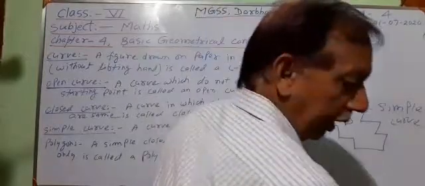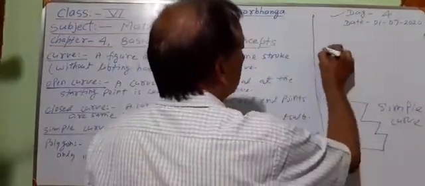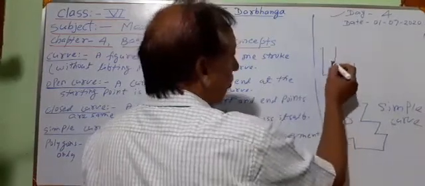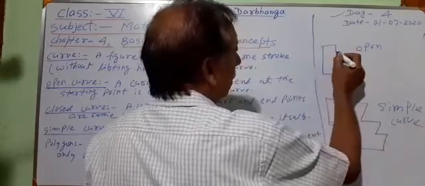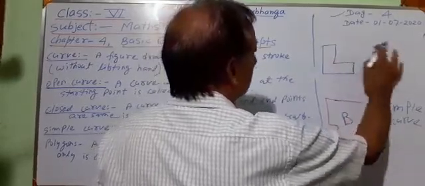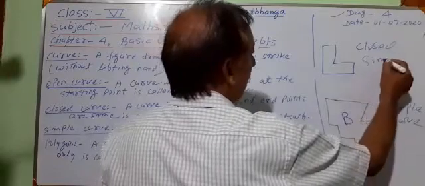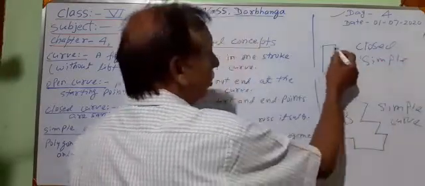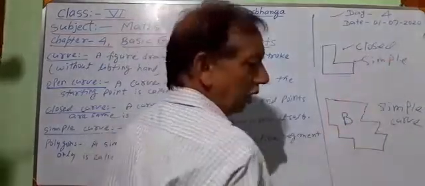Now we can also decide which type of curve this is. Open curve, open curve. Now this is a closed curve. And this is a closed curve and a simple curve. Why is it a simple curve? Because no side is crossing itself, so it is a closed curve and a simple curve.